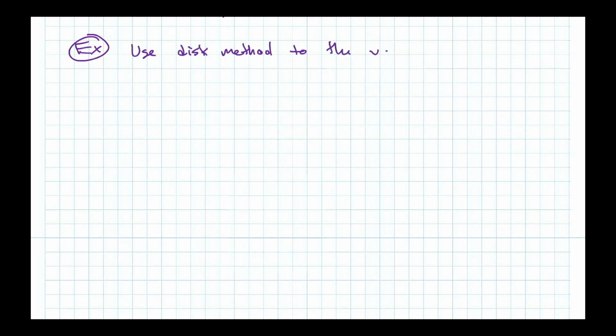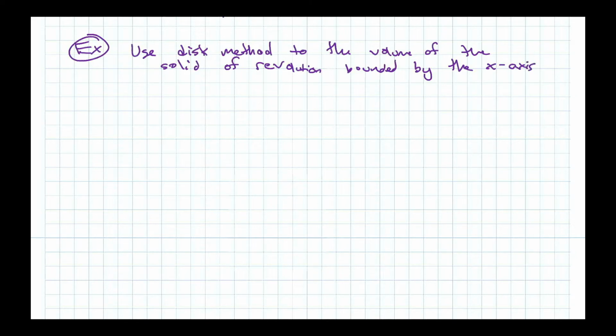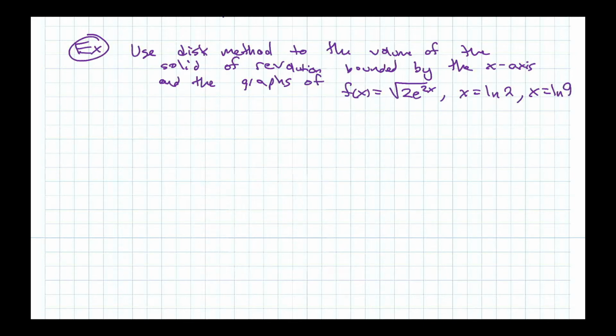To find the volume of the solid of revolution bounded by the x-axis and the graphs of f of x equals square root of 2e to the 2x, x equals ln 2, x equals ln 9, rotated around the x-axis. Okay, so what do we got here?